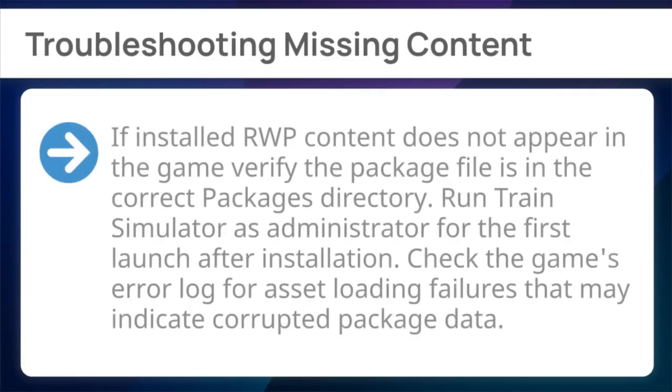Finally, troubleshooting missing content. If installed RWP content does not appear in the game, verify the package file is in the correct packages directory. Run Train Simulator as administrator for the first launch after installation. Check the game's error log for asset loading failures that may indicate corrupted package data.